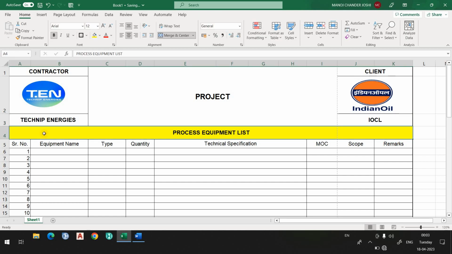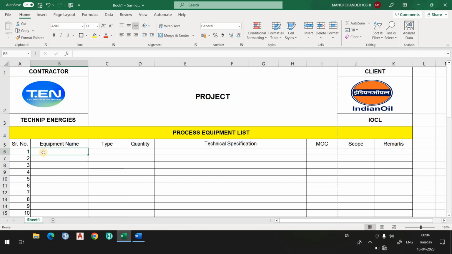So what information is given in the process equipment list? Let's suppose you have one project, a urea plant, with some defined capacity, say 100 TPD, 100 tons per day. Some equipment will be used: a reactor, heat exchanger, pump, and filter. From where will you get information on how many equipment items or pumps will be used, and which type of pump? That information is provided in the process equipment list.